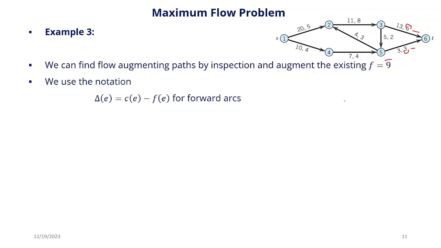So we will use the notation delta. This is what I just described. We will use the notation delta E equal to capacity minus flow if the arc is going forward, as the arrow is pointing to the next node.